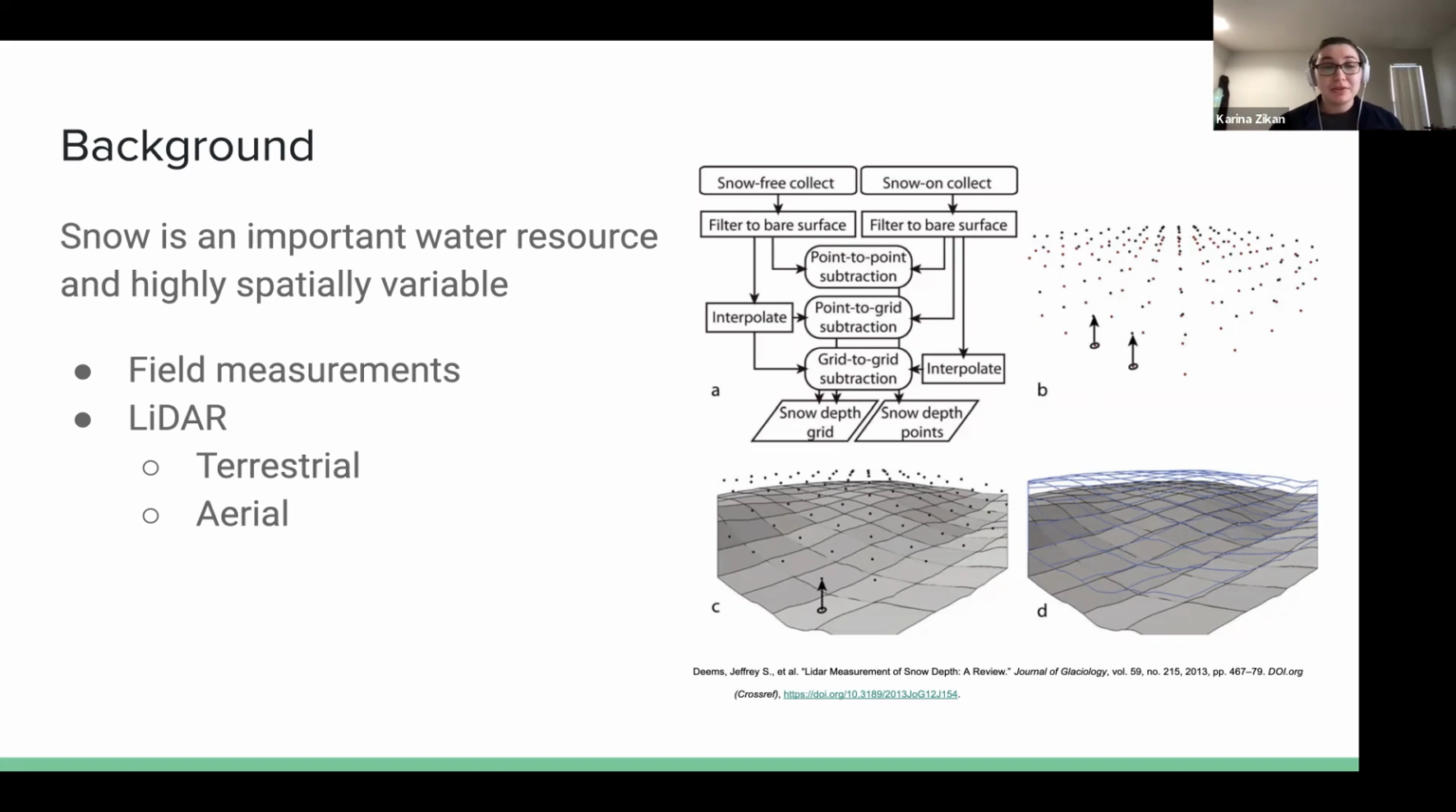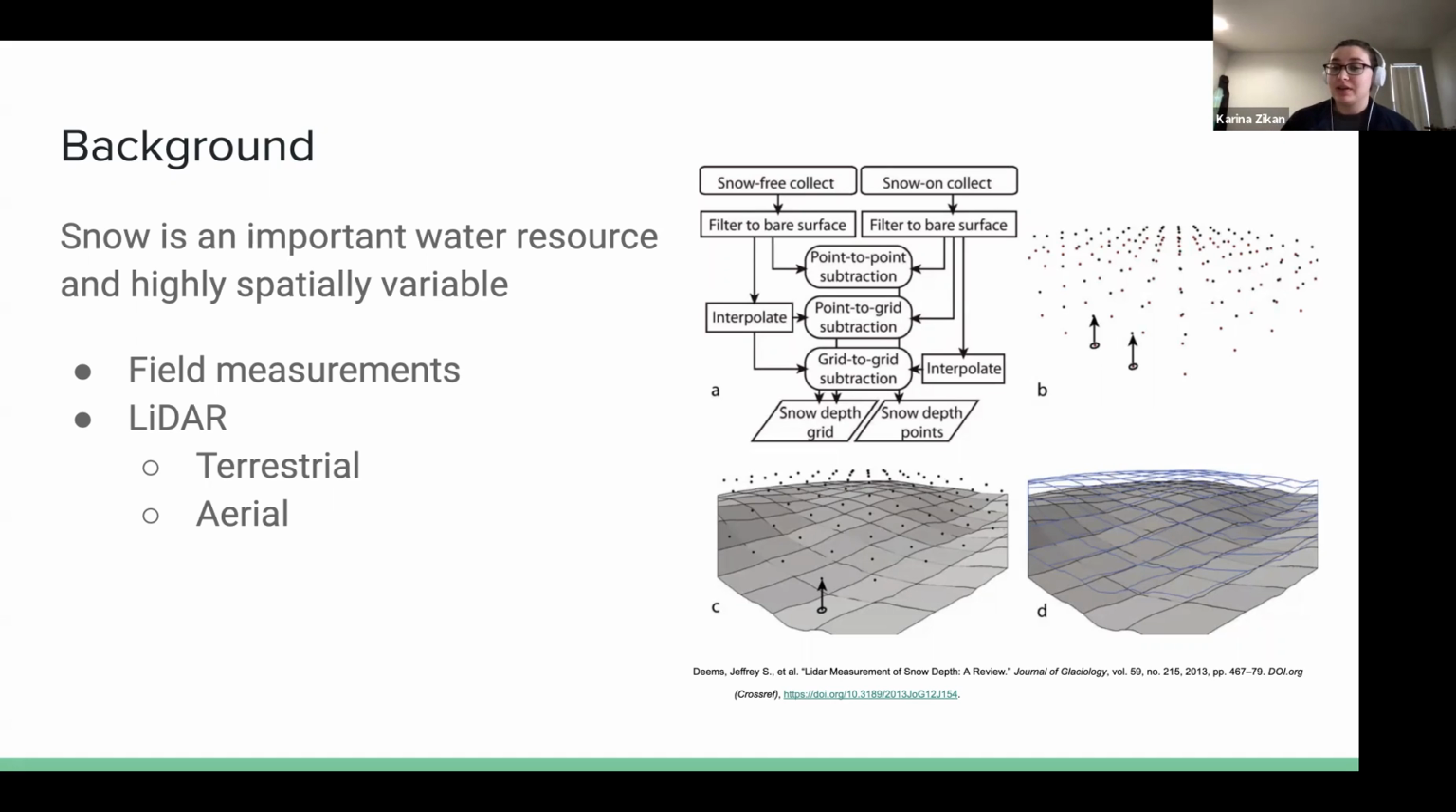So gathering field measurements where you're going out and collecting depths by probing is hard. You can't do that on a huge spatial scale. So remote sensing techniques become really important.